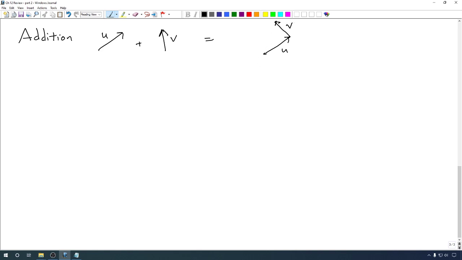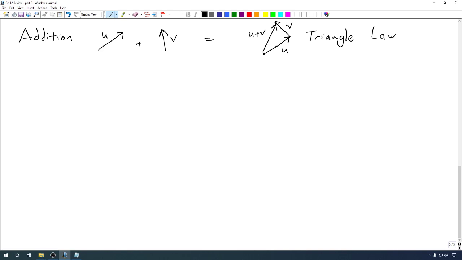So we've started here, we followed u and followed v, and we ended up here. That gives us a new vector. Overall, we've gone a particular direction and a particular distance. This will be the vector u plus v. The book refers to this process as the triangle law, because what we get here is a triangle.